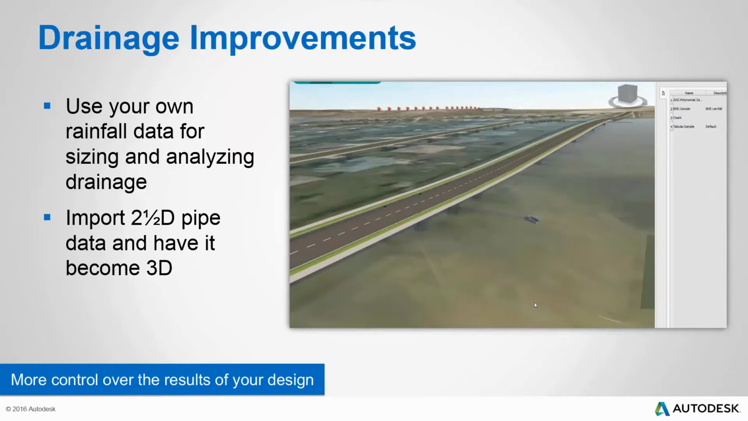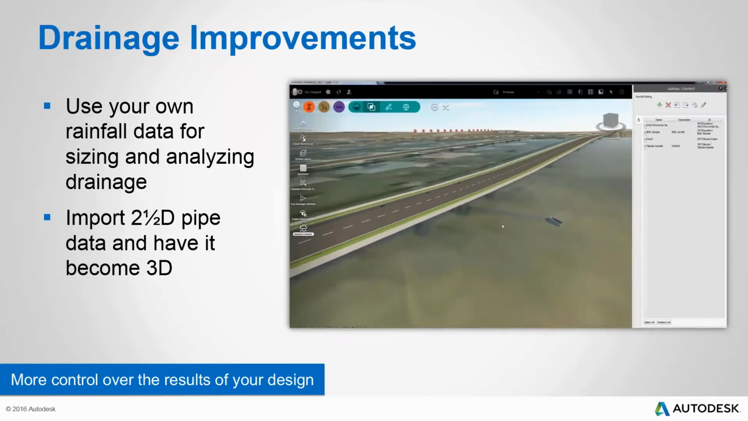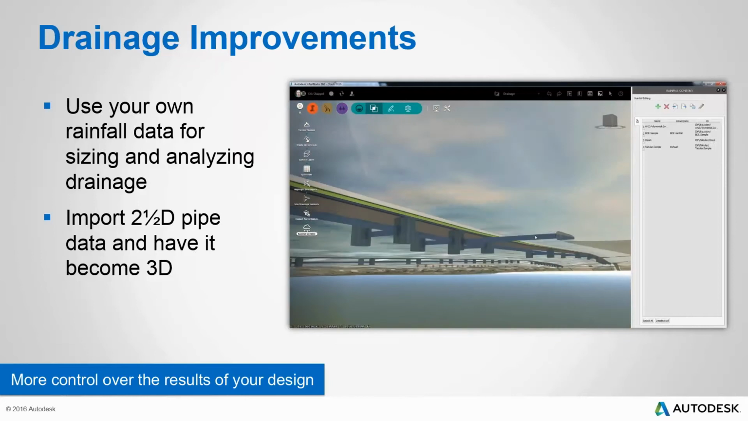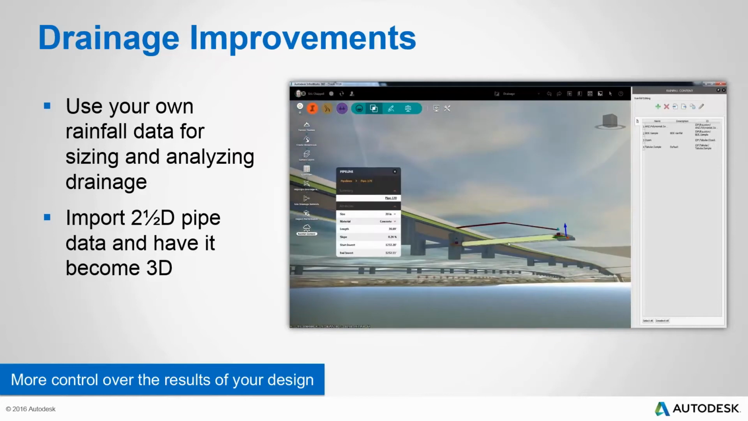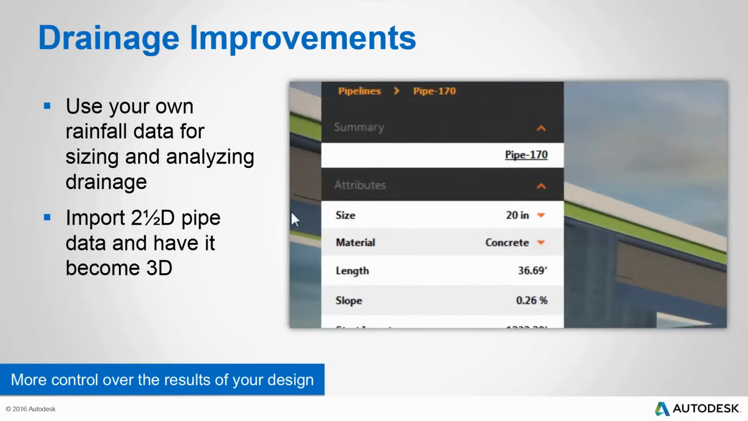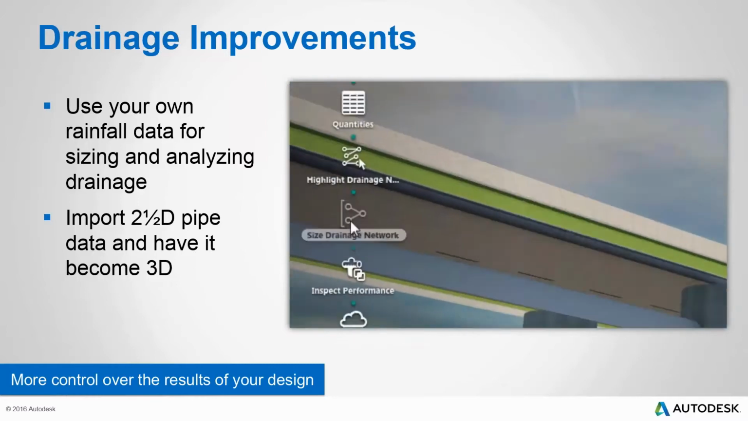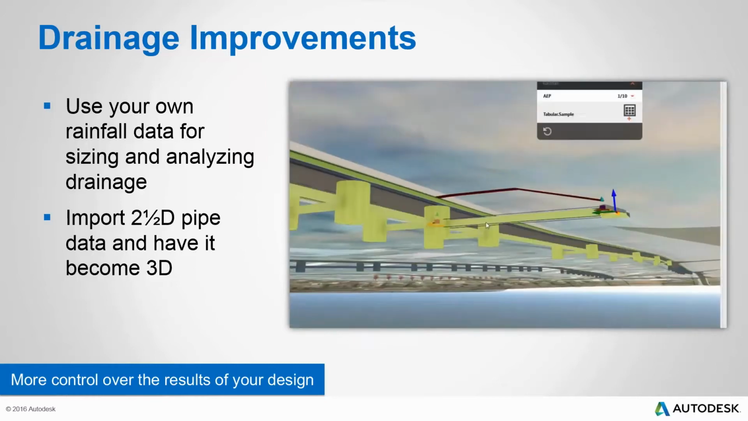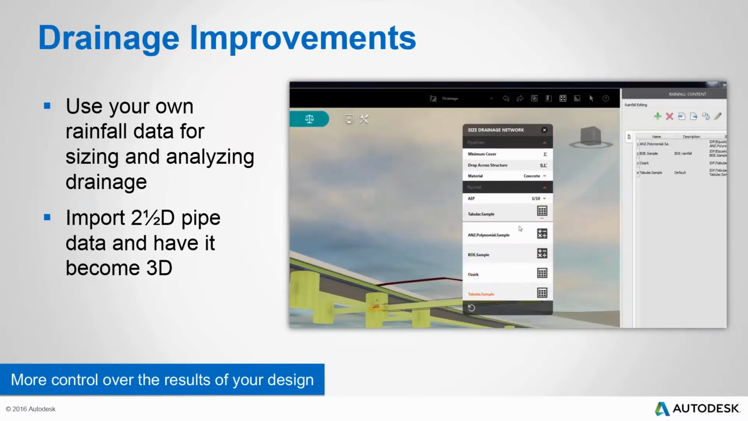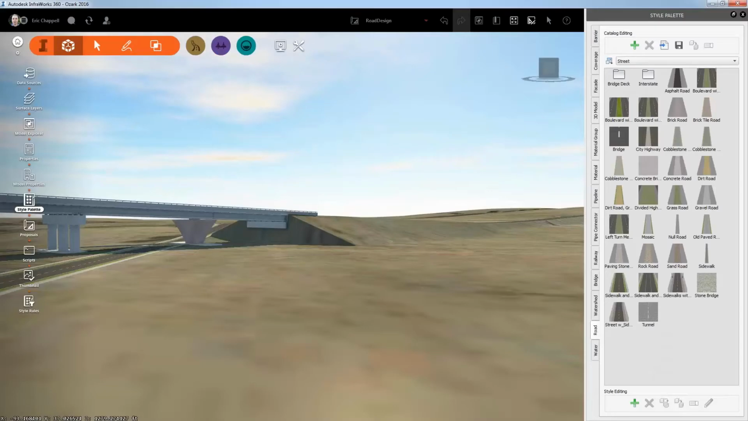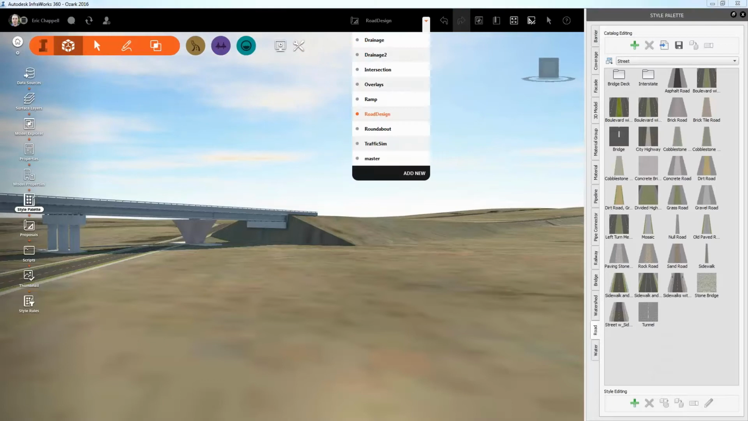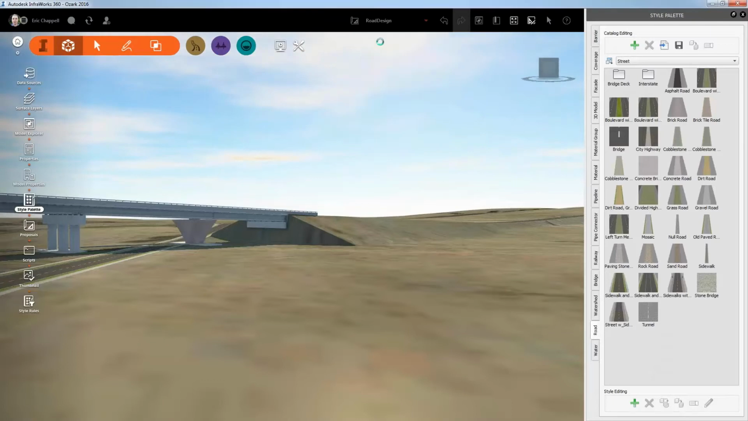We can now import that data into InfraWorks 360, and that will become 3D pipe data like you see on your screen here. It'll grab that invert data off the attributes and actually turn it into the 3D physical location of the pipes and structures underground. But let's take a look at this rainfall data. I'm going to switch proposals here.